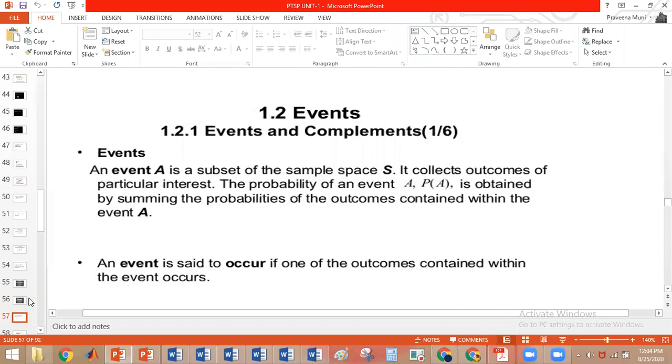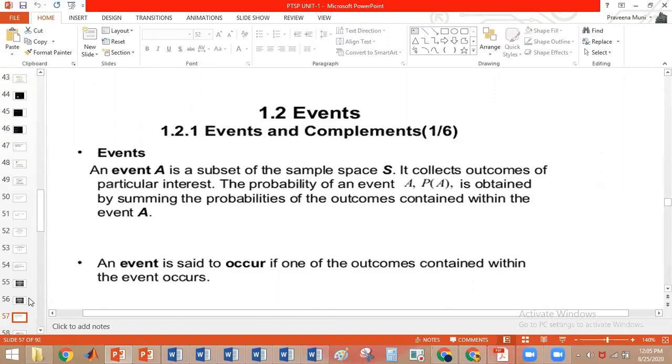So the probability with respect to relative frequency is given as P of A is equal to limit n tends to infinity of Na by n. What is Na? The number of times the particular event A will occur, divided by n, the total number of times the experiment is conducted. Now we'll discuss what events are.